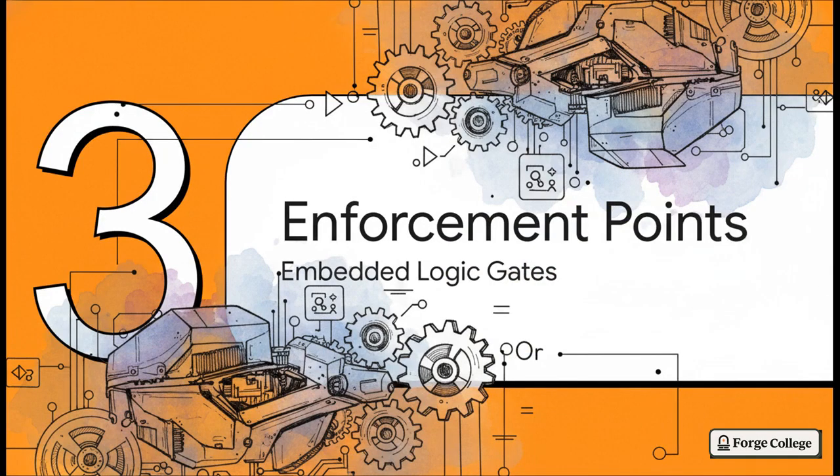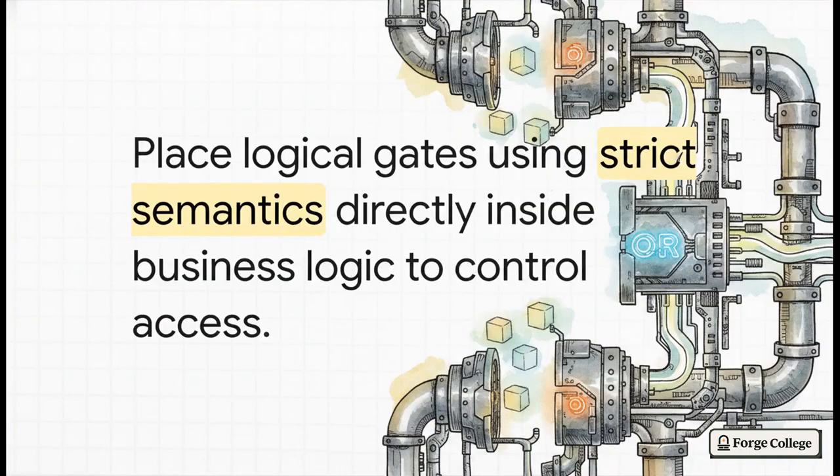Okay, moving right along to section 3, granular enforcement points. Now that we've got the role manager built and purring, we need to actually bolt it onto the chassis of our application, our managed asset. We do this by embedding what we call granular enforcement points.